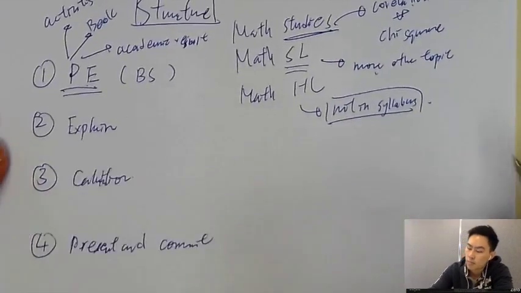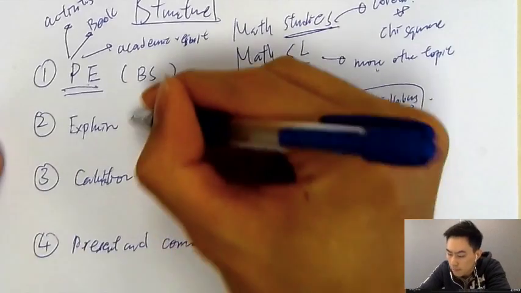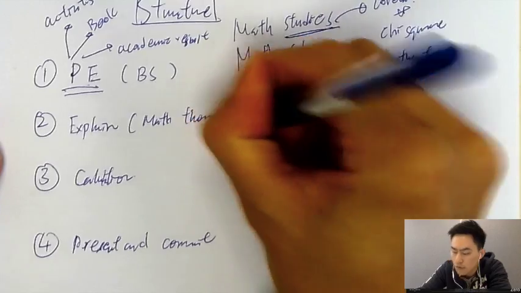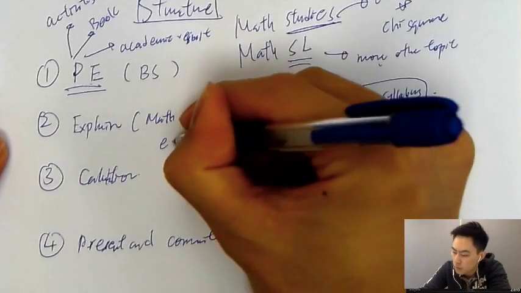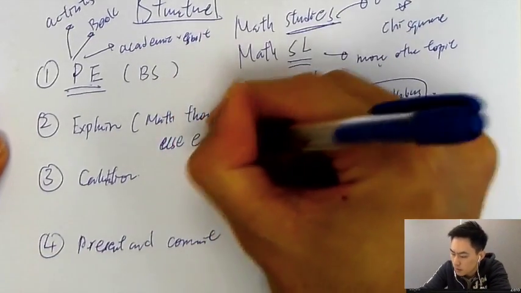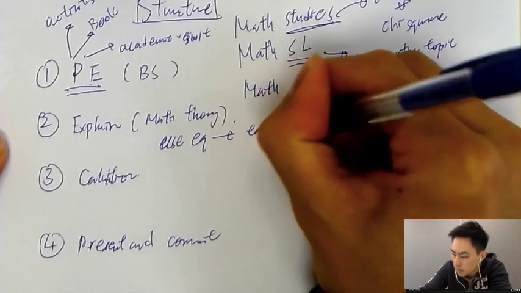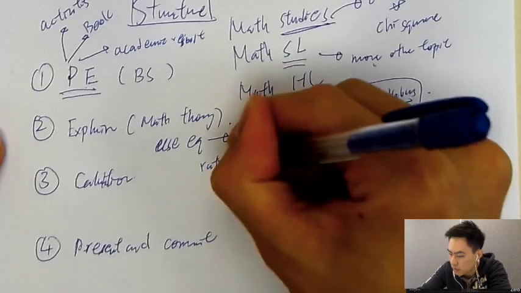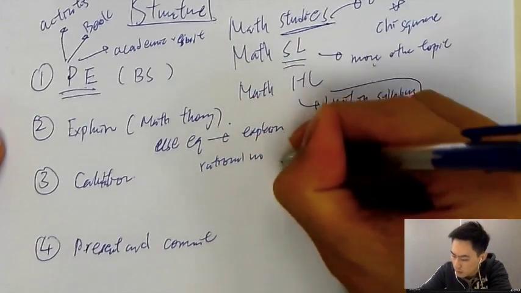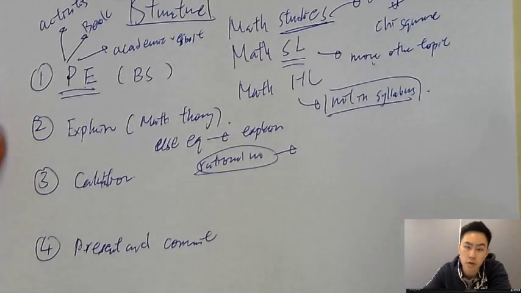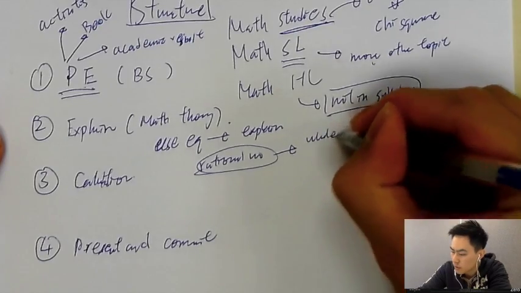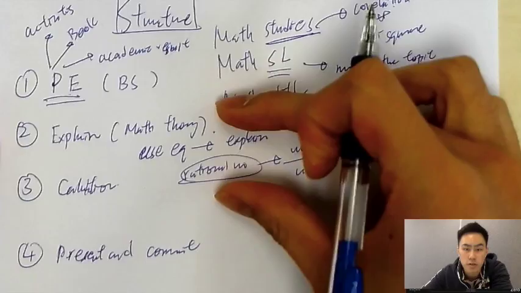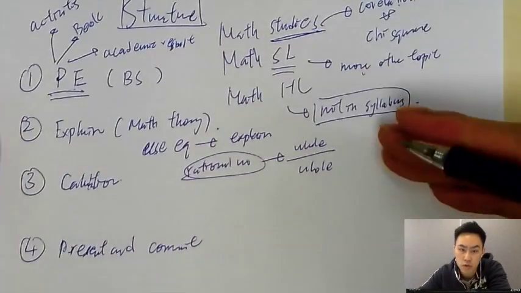The second part is explanation of the math theory and the math equations. Whenever we use an equation, we need to explain all the technical terms. Let's say you write something like rational number, then you have to explain what it means: it's a whole number over another whole number. This is like the definition. You have to explain all the technical terms.